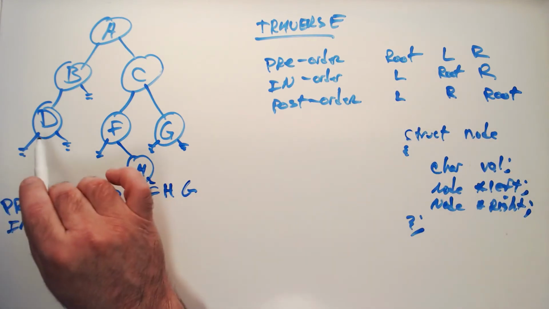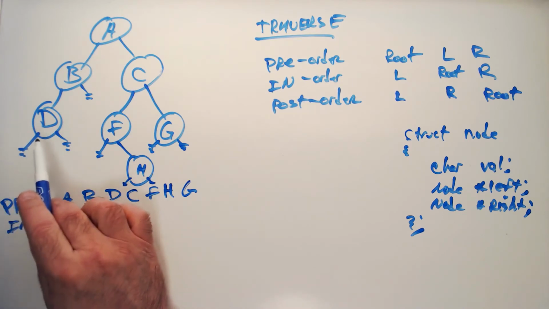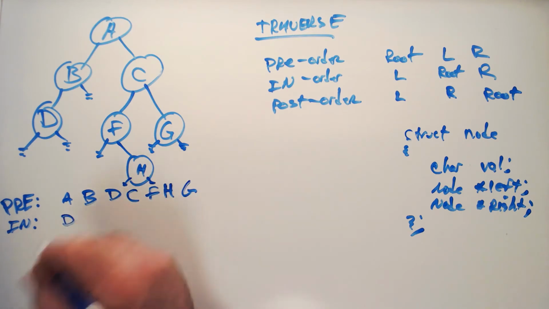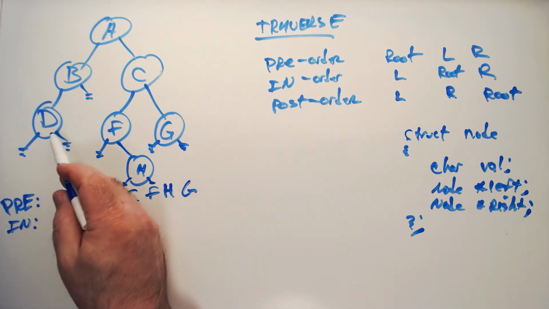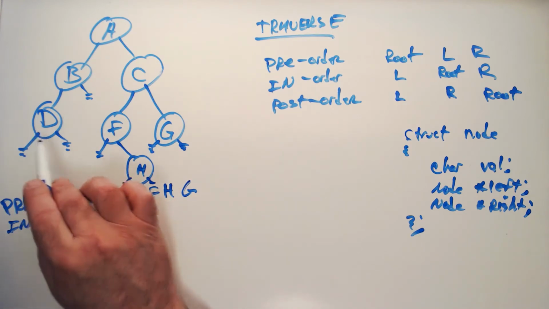So D is now running. He takes care of his left child. Nothing happens. So now he moves on. What do you do next? Now he processes himself. He visits himself by printing out his value. So he then moves on to his right child. Nothing to do. This is totally done.